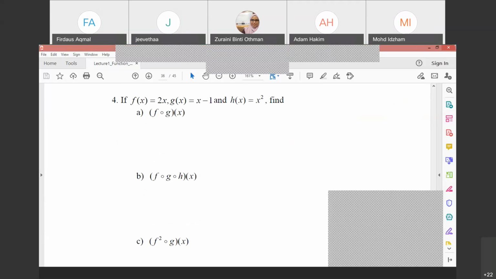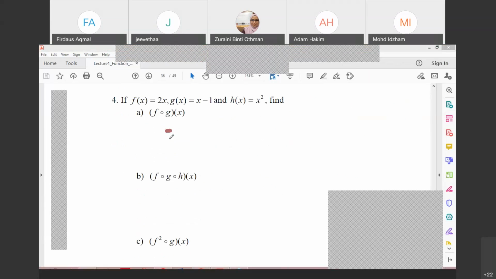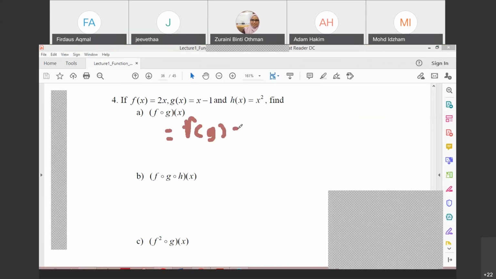Yang ni. Okay, so kalau kita nak buat satu-satu, F composite G, F dalam dia ada G. Okay, so now F dalam dia ada G bermaksud 2 kali dengan X dekat situ ialah X tolak 1. Okay, this is F composite G. Okay, so kalau F composite G composite H maksudnya selesaikan satu-satu F, dalam dia ada G dan dalam G ni ada H. Okay, so it will be like this.